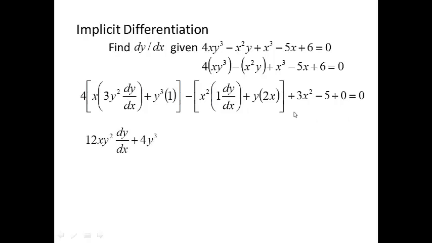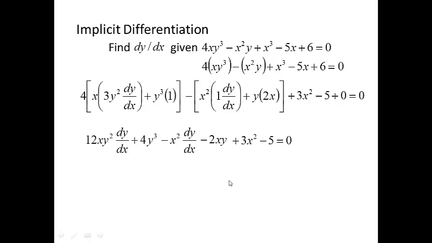Okay, simplifying, I get 12xy squared dy dx plus 4y cubed minus 2x squared dy dx minus 2xy plus the rest of this.